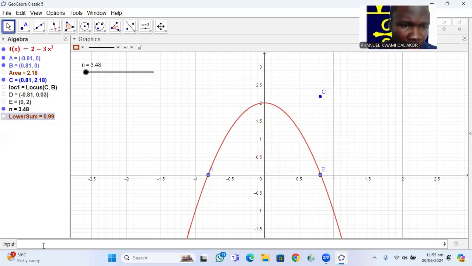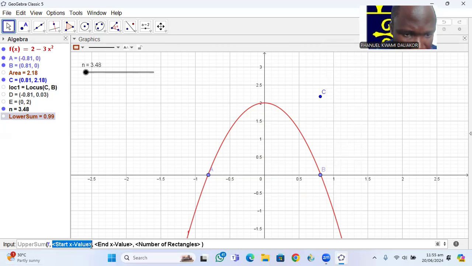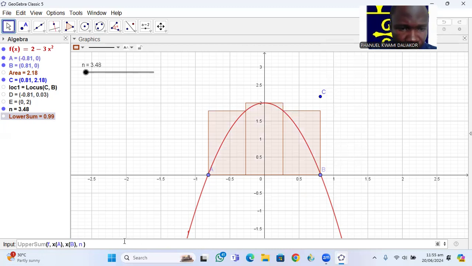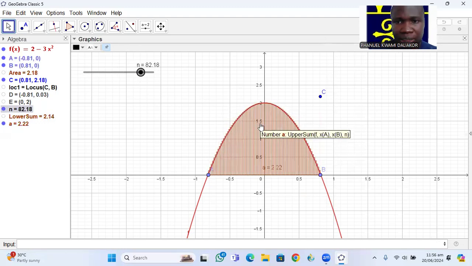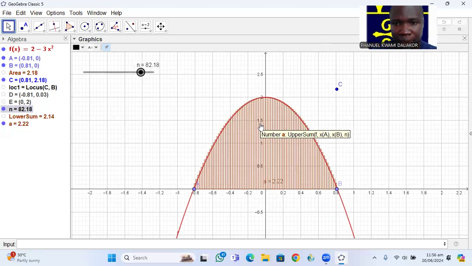Now let's go to our upper sum. To find the upper sum, we enter the function which is f. Then our start x value is x, capital A. Then end x value is x, capital B. Then the number of rectangles we are using, n. Okay, so that's our upper sum. So let's move it and see. Wow, you see that this is how the upper sum will look like.